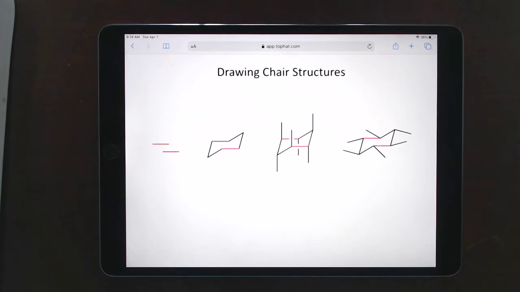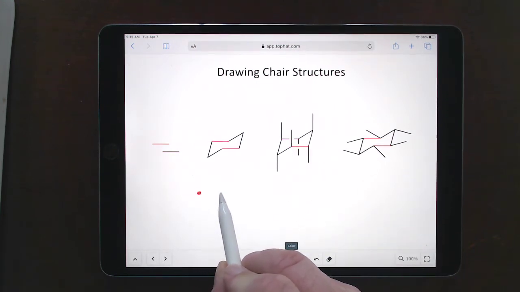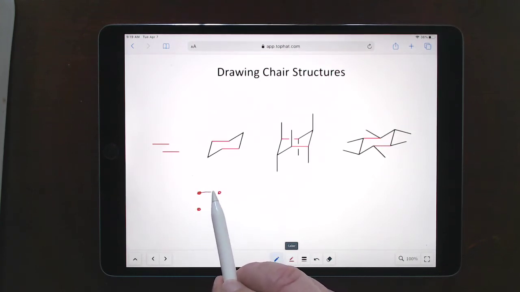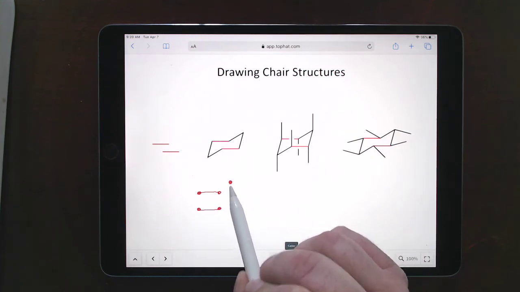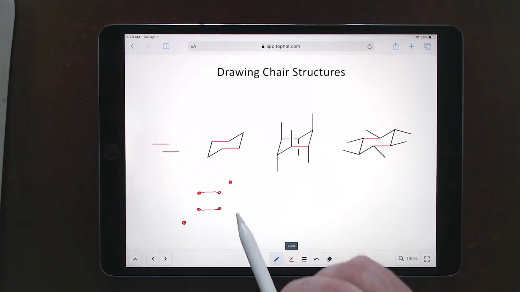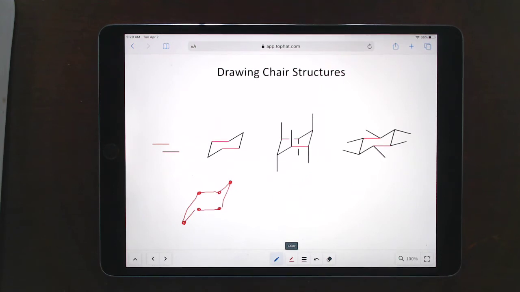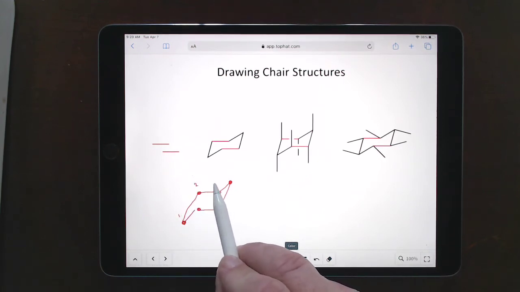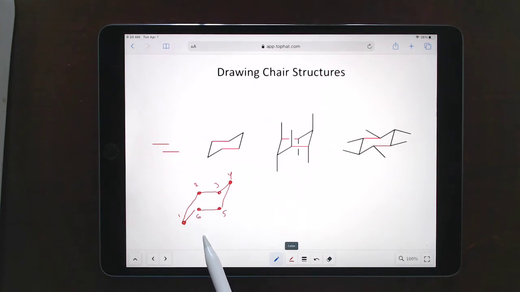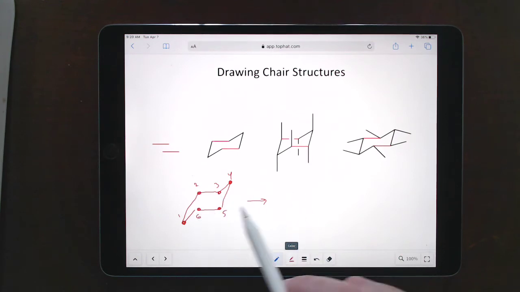Now, the easiest way that I've found to draw a chair structure is to start with these middle carbons and interconnect them with a line. Then you put one carbon up, one carbon down, and then just connect the dots. Voila, you've got yourself a chair structure. Now I'm going to label these 1, 2, 3, 4, 5, 6. If you want to do a chair flip, what you would do is still do the ones in the middle.